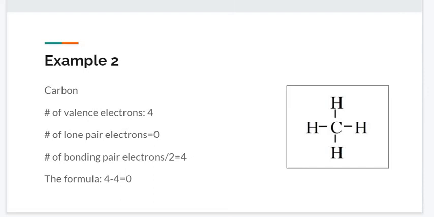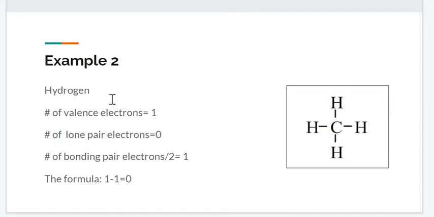The second example is with methane. Carbon is in group 4A, so we have 4 valence electrons. As for the number of lone pair electrons, there are no lone pairs on carbon. As for the bonding electrons, there are 8. And 8 divided by 2 equals 4. So we have 4 minus 4, which equals 0. So carbon has a formal charge of 0.